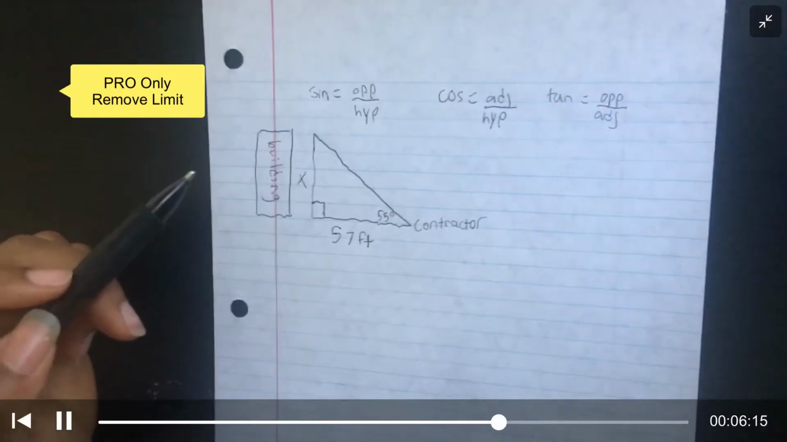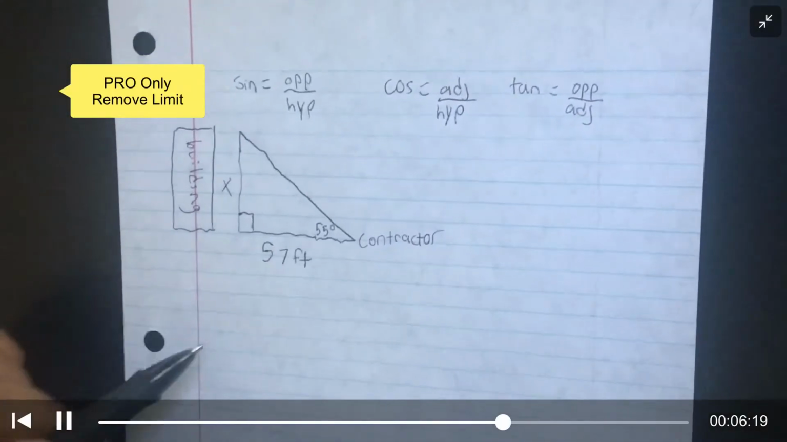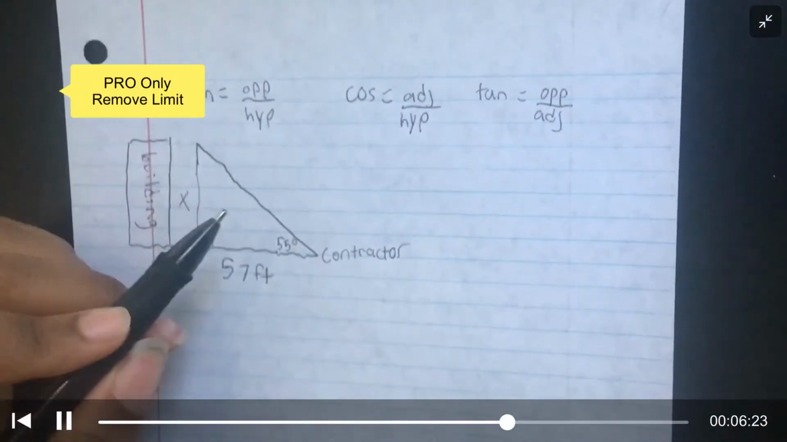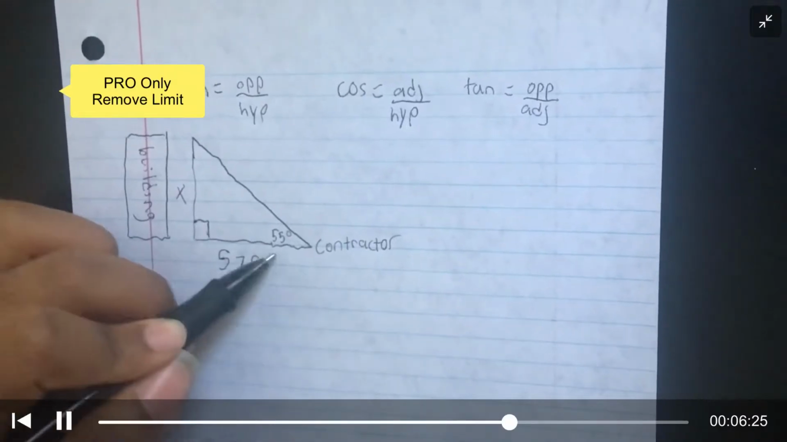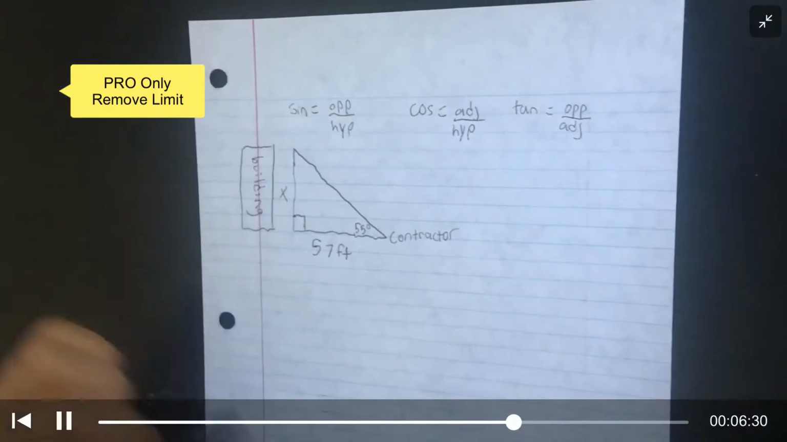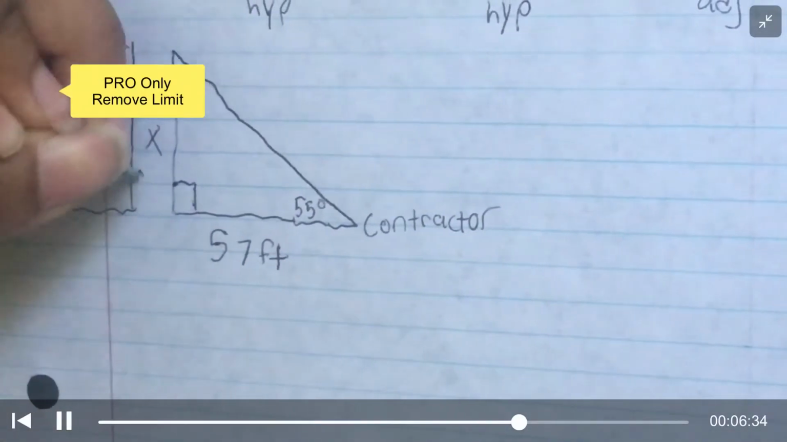Okay, so here's a real life example. Imagine there's a contractor standing 57 feet away from a building, and he needs to know the exact height of the building. And he's looking up at the building at a 55-degree angle. We can use SOHCAHTOA to solve for the exact height of the building. First, we need to name each side.